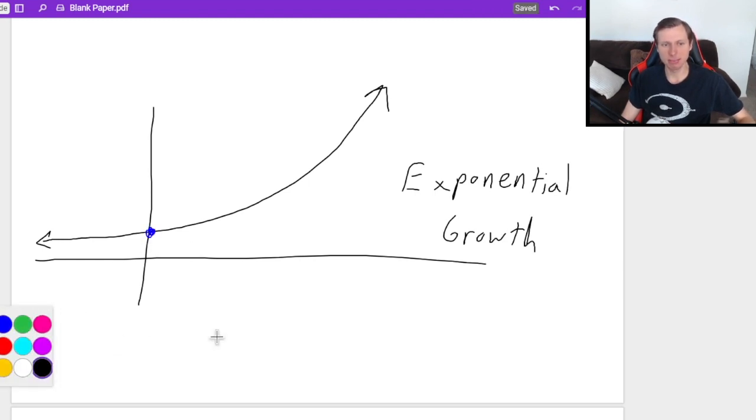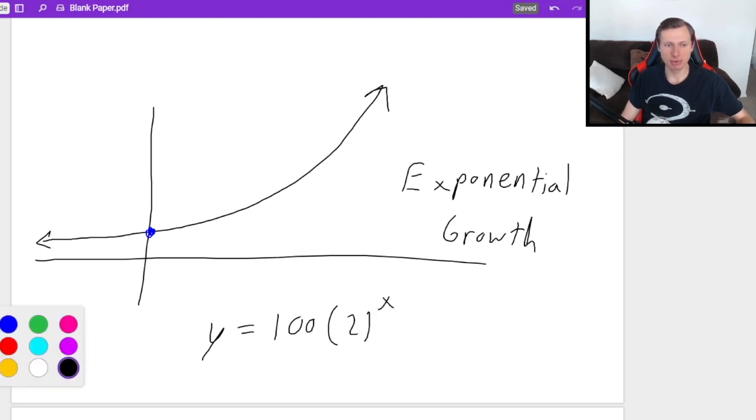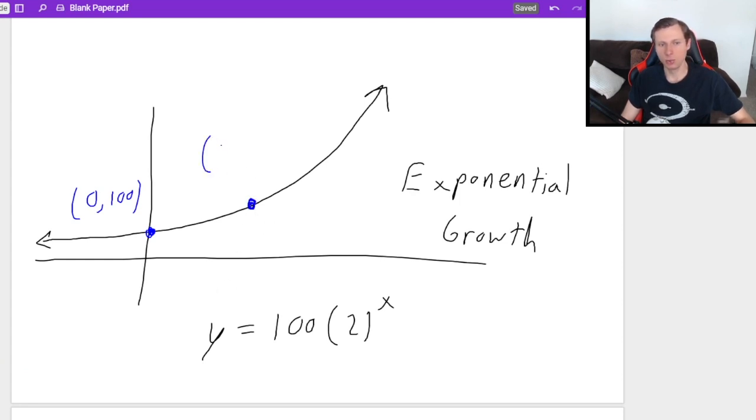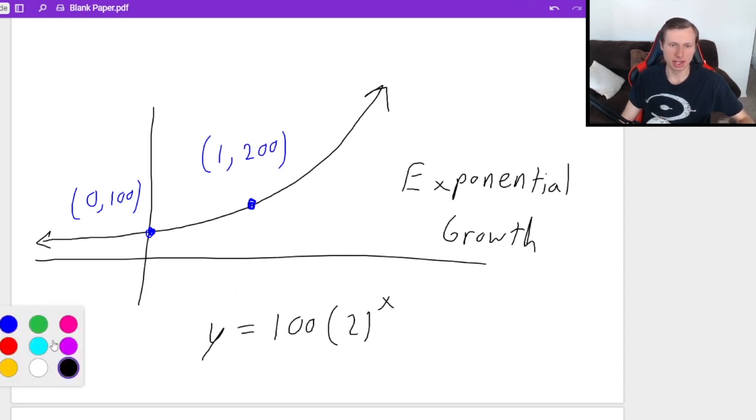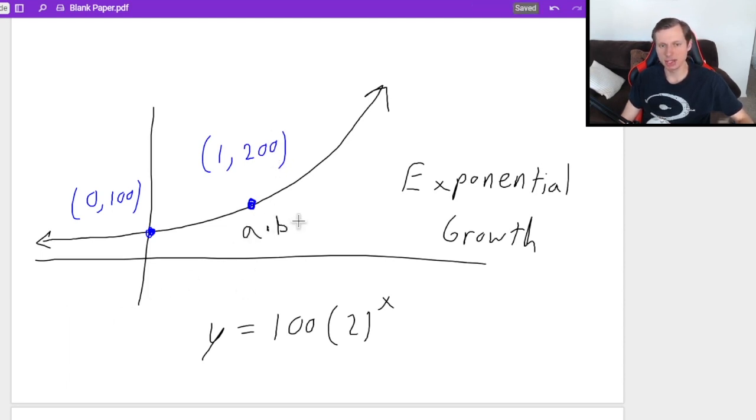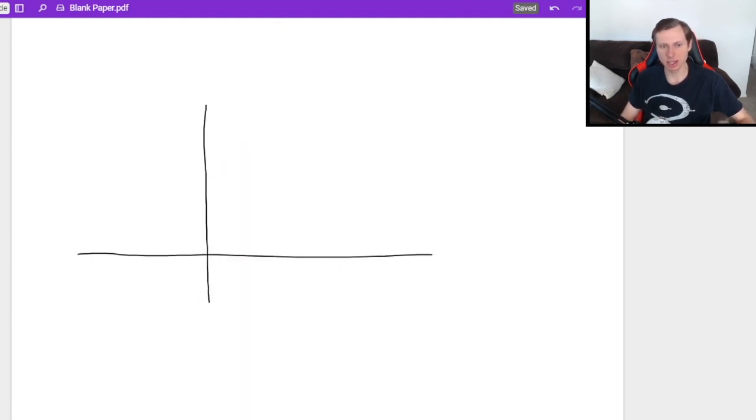In the example y equals 100 times 2 to the x, I know I have the point 0, 100 because that's my a, and then I have the point over here 1, 200. And why 200? Because a times b is 100 times 2, so 200. So I know I have these 2 points. And then if it looks like exponential decay, it basically looks like the same thing, except the graph would start high and then go down low like that.